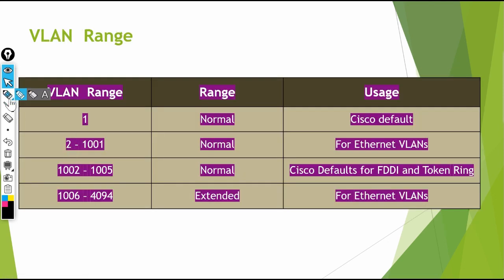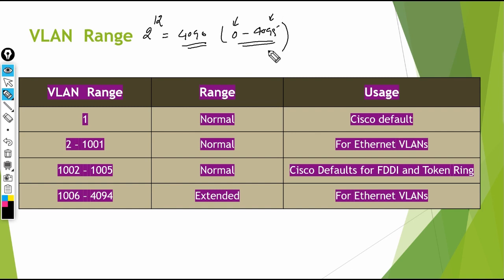Now a couple more points when it comes to VLANs. As I said, VLAN 10, VLAN 20, VLAN 50. What is the actual range of VLANs? Make sure the VLAN range is basically 2 power 12, which is equal to 4096. So the range is 0 to 4095, in which 0 is reserved and we cannot use it. This one also we cannot use.